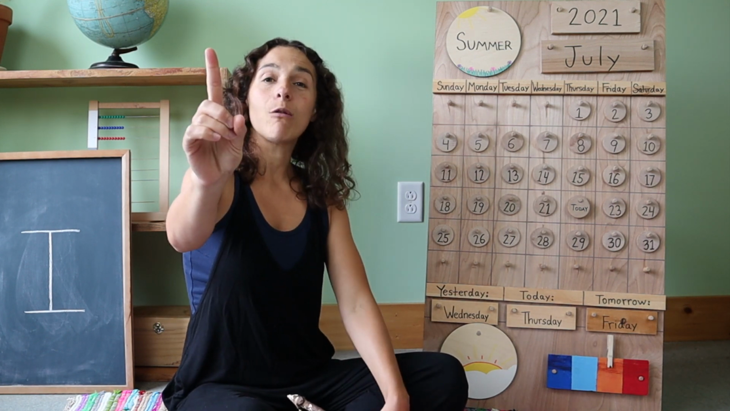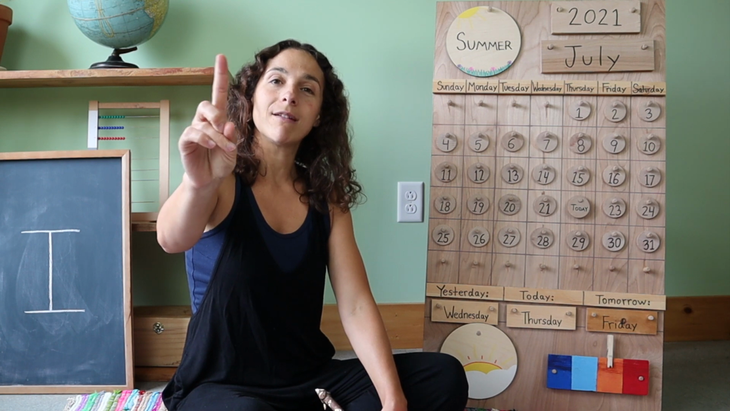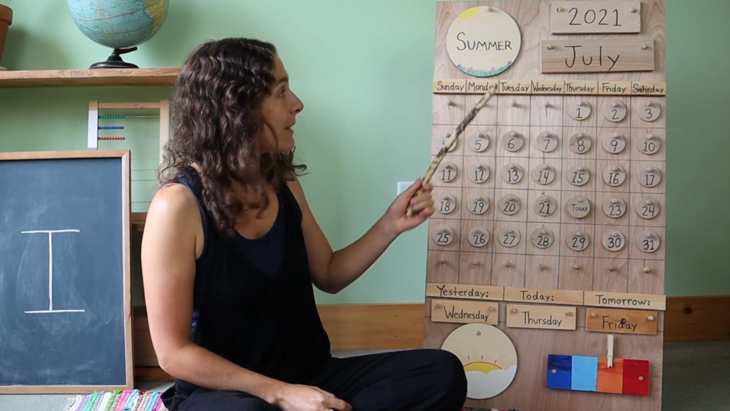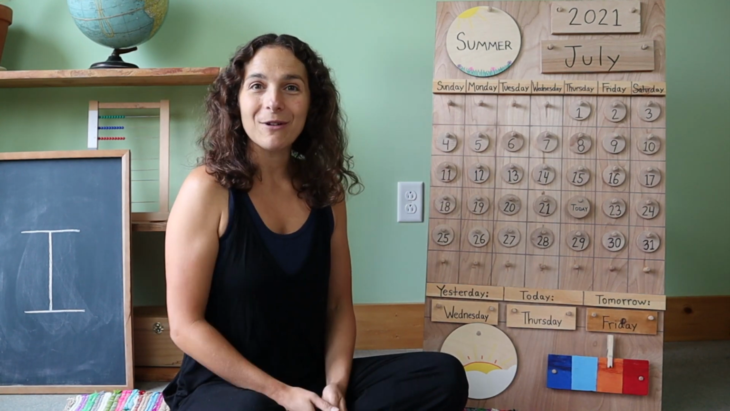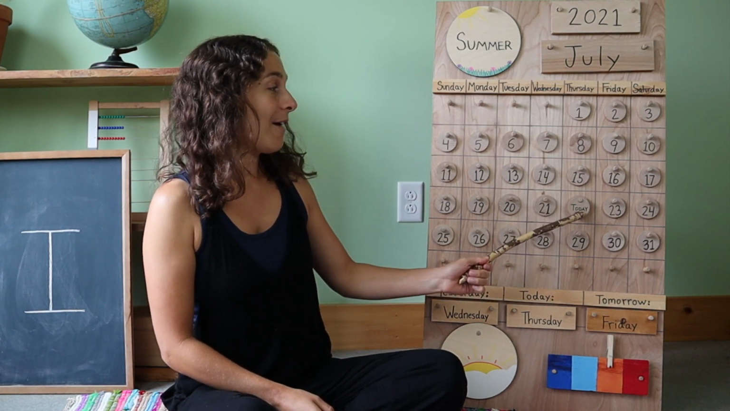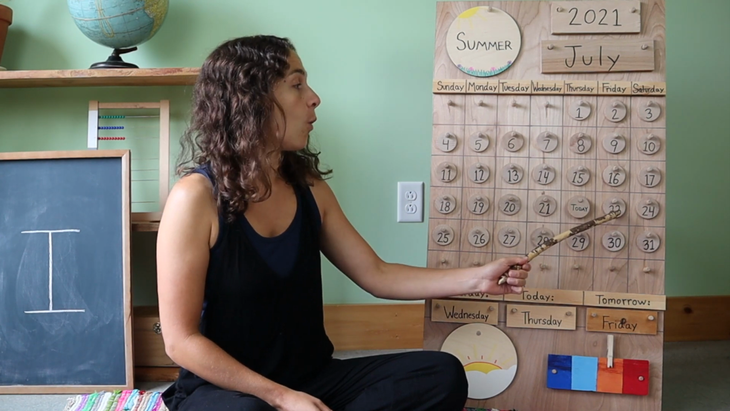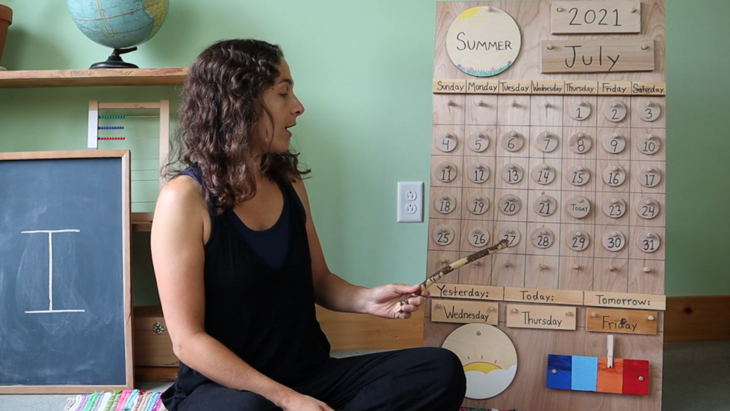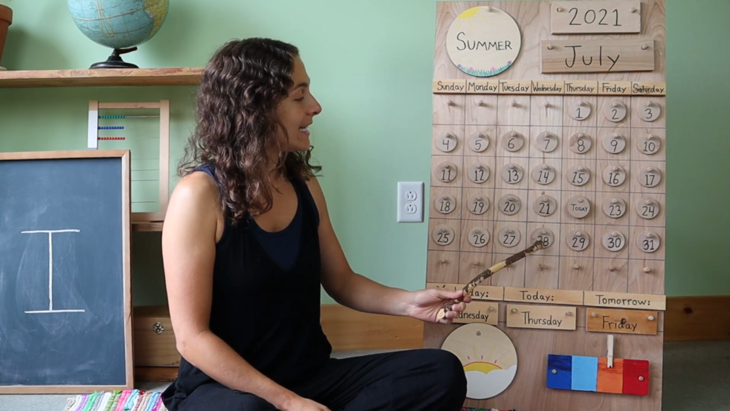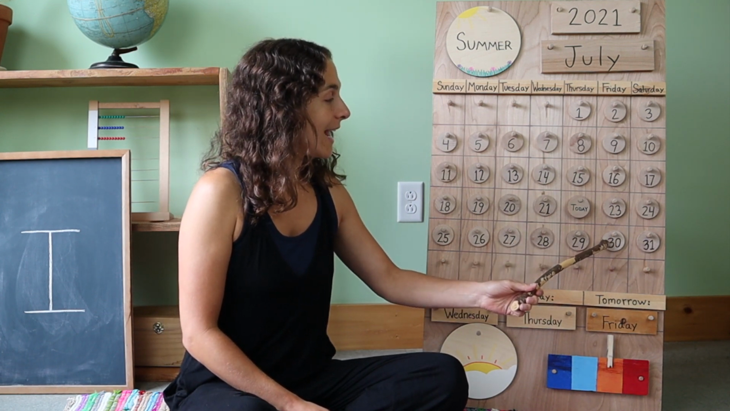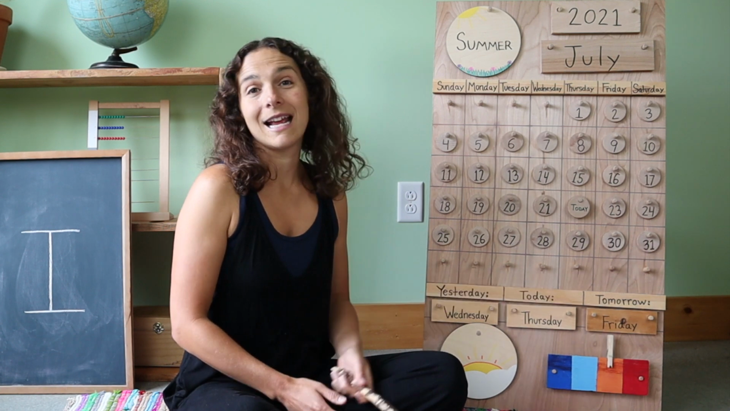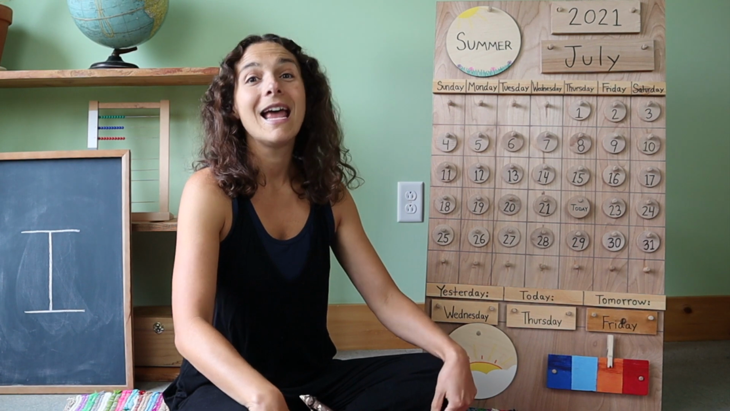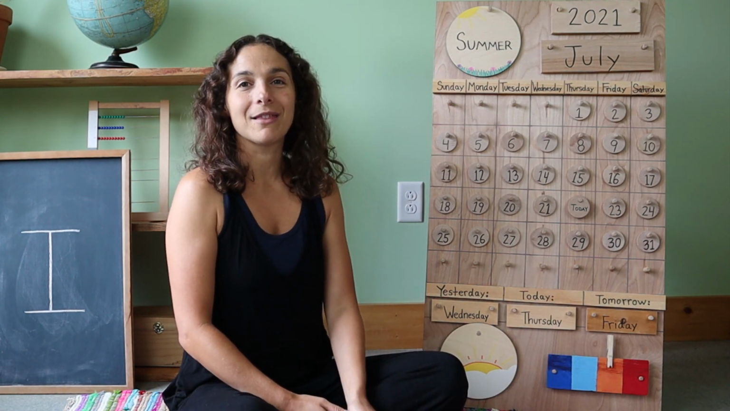Friends, let's take out our counting fingers and warm them up to give them a stretch. I wonder how many days are left in the month of July. Will you count with me? After today, we have 1, 2, 3, 4, 5, 6, 7, 8, 9. There are only 9 more days left in the month of July, and then we'll begin a brand new month.